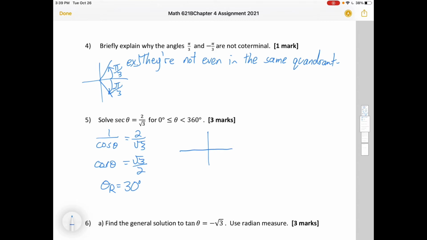After I've done that, cosine, I'm thinking about this, cosine's positive root 3 over 2. So I could be in this quadrant or this quadrant. That is where cosine is positive. So my final answer could be positive 30 degrees, or this one here, which would be 360 minus 30 degrees, or 330 degrees.